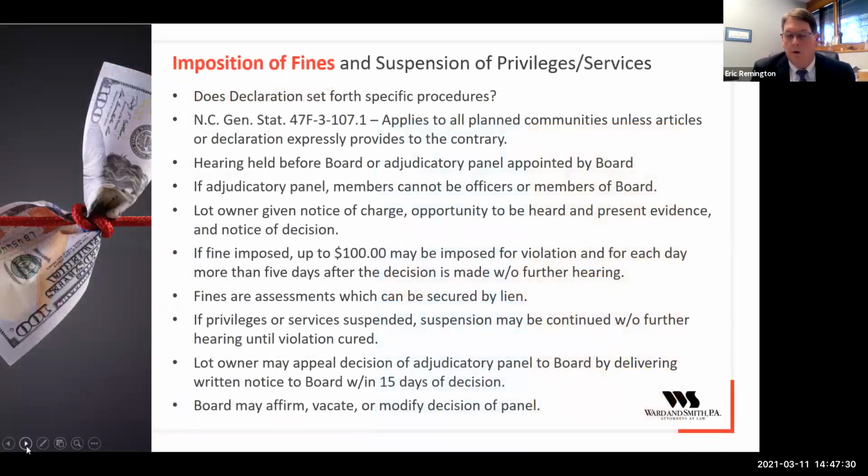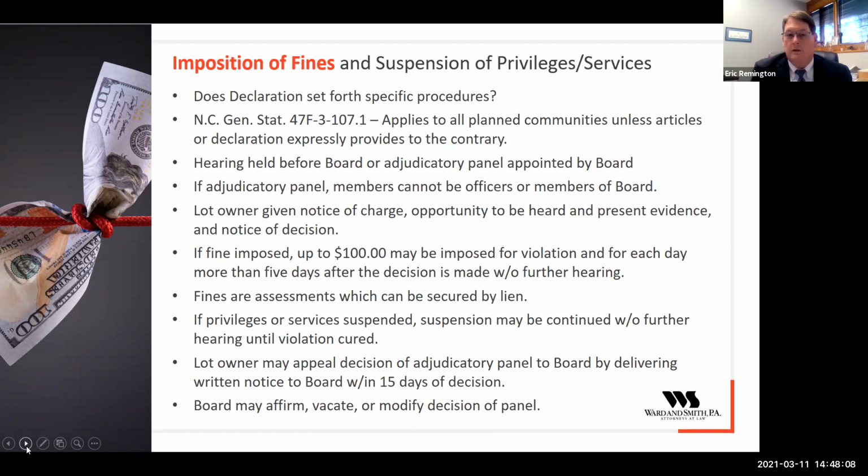So now we're at the point where you've got your rules in place. The Architectural Control Committee is enforcing the rules and reviewing applications, or the board is, depending on who's handling that responsibility. And you have somebody in the community that doesn't follow the guidelines. What do you do? Well, you have the opportunity to find those people, send them a notice of violation, and let them know that they are not in compliance with the community standards under the guidelines. And you can either impose fines or suspend privileges and services.